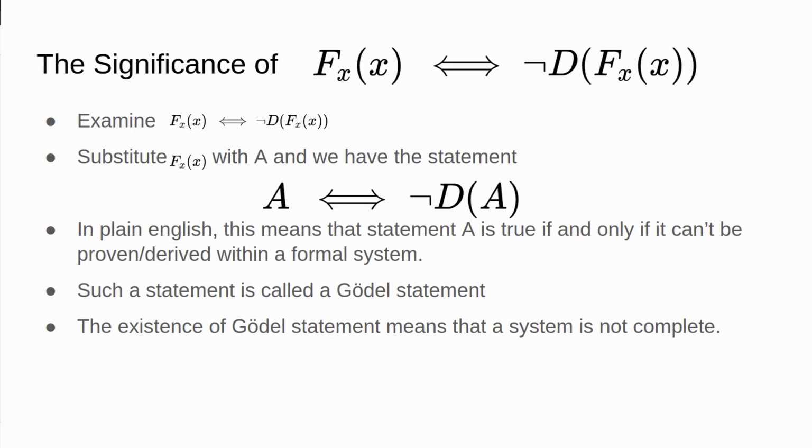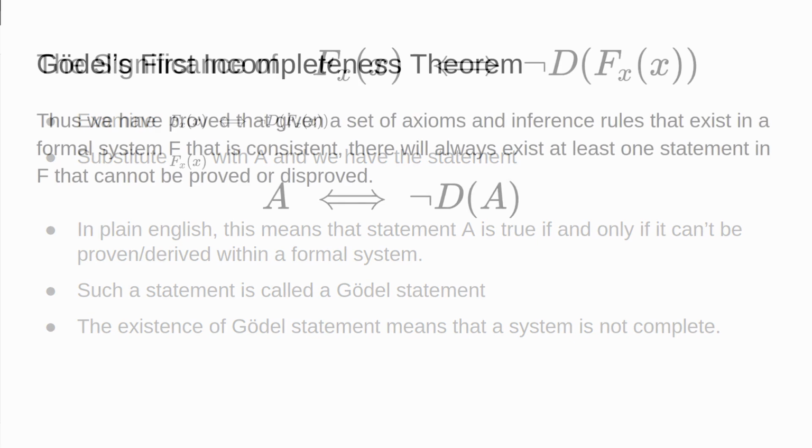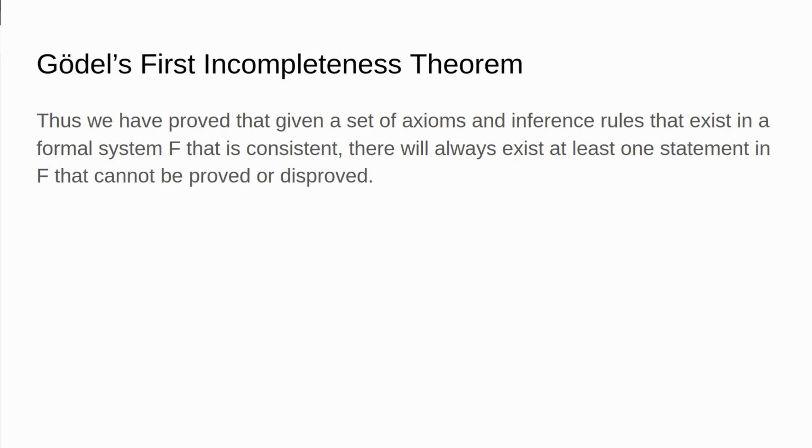After an elementary substitution, the statement reads: A is true if and only if you cannot derive A from the formal system. Such a statement is called the Gödel statement. We will use Gödel statements to prove Gödel's second incompleteness theorem. By the definition of complete systems, it is clear that F cannot be a complete system. This completes the proof. Thus, we have proved that given a set of axioms and inference rules that exist in a consistent formal system F, there will always exist at least one statement in F that cannot be proved or disproved.